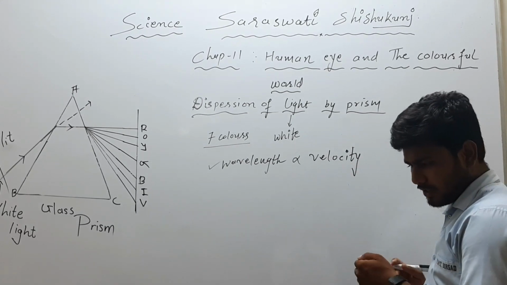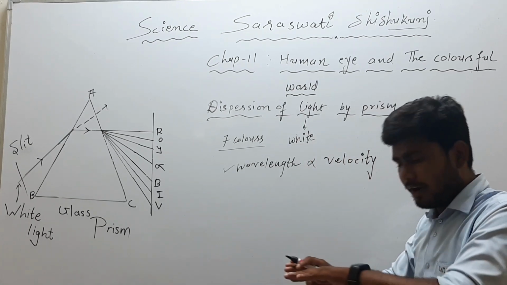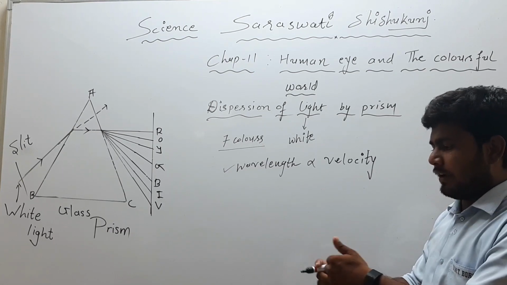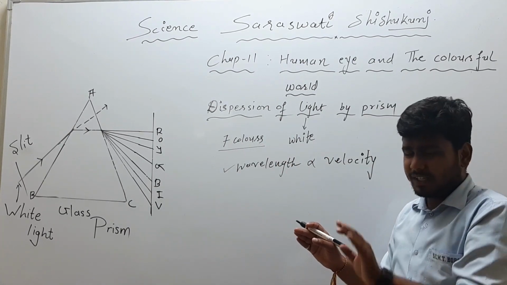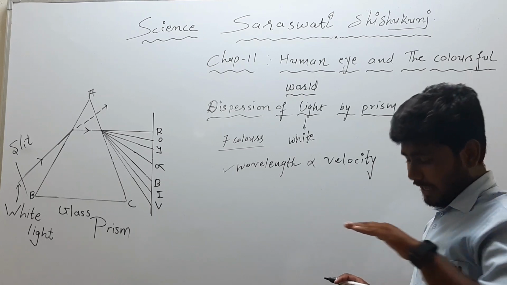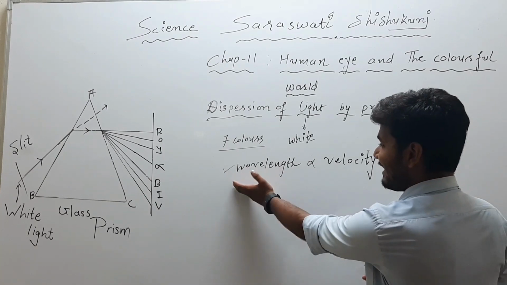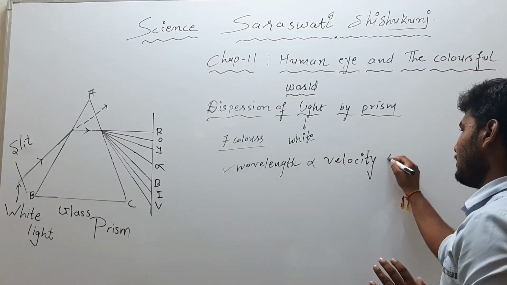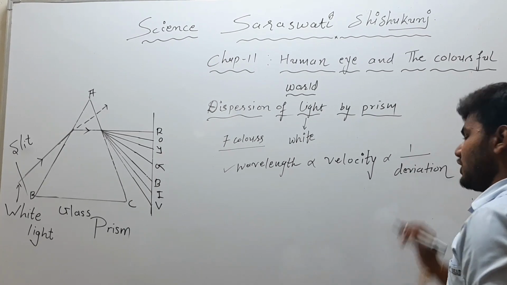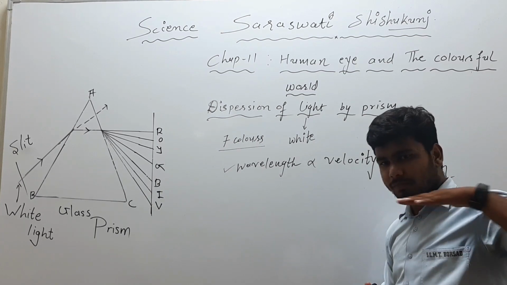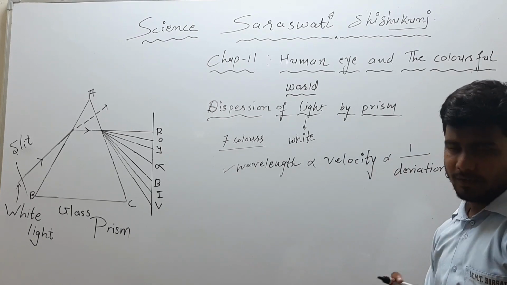Suppose your speed is more and you are changing the medium. Suppose you are riding a bicycle on a plain road and suddenly a rough road comes. If you have more velocity, you will have very little deviation. If your velocity is less, you will feel more deviation. So wavelength is directly proportional to velocity, and velocity is inversely proportional to deviation. Deviation means to get deviated from the original path.